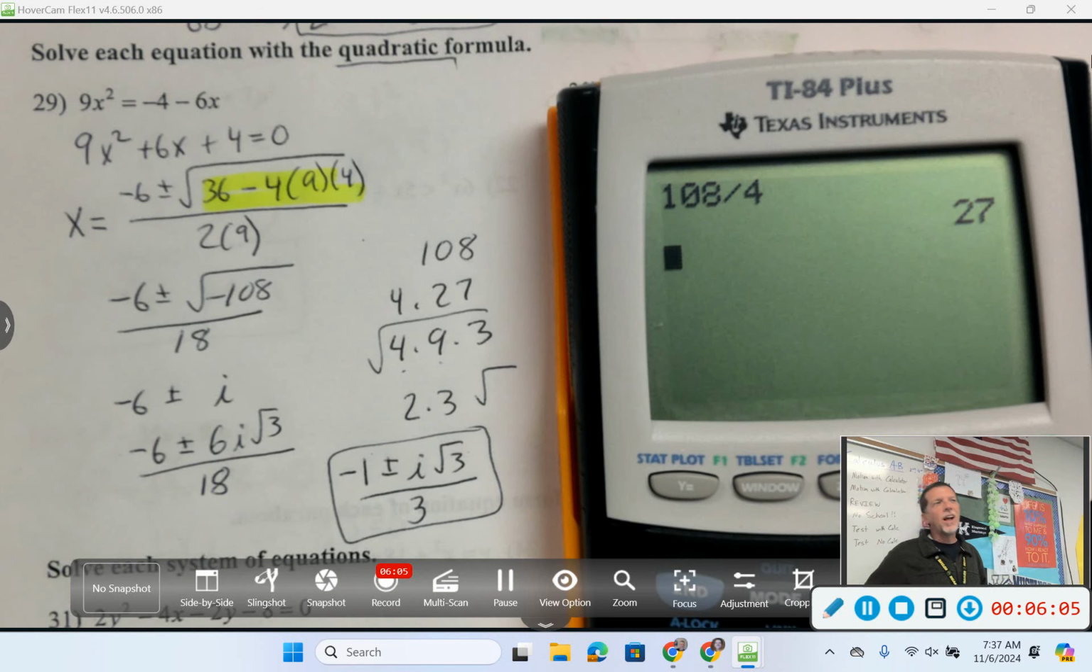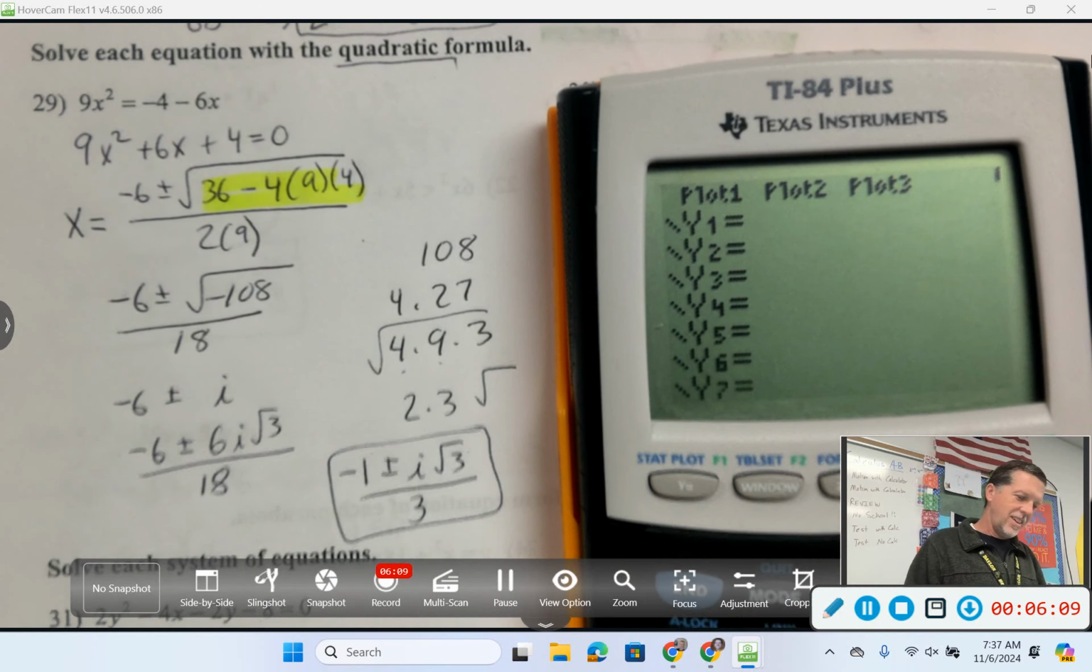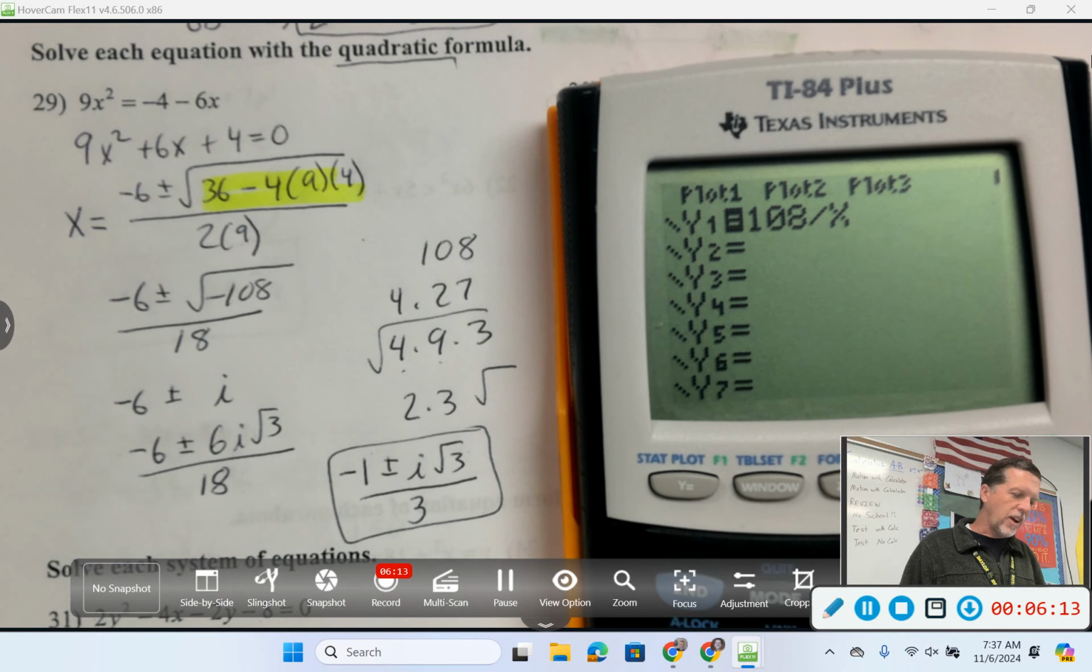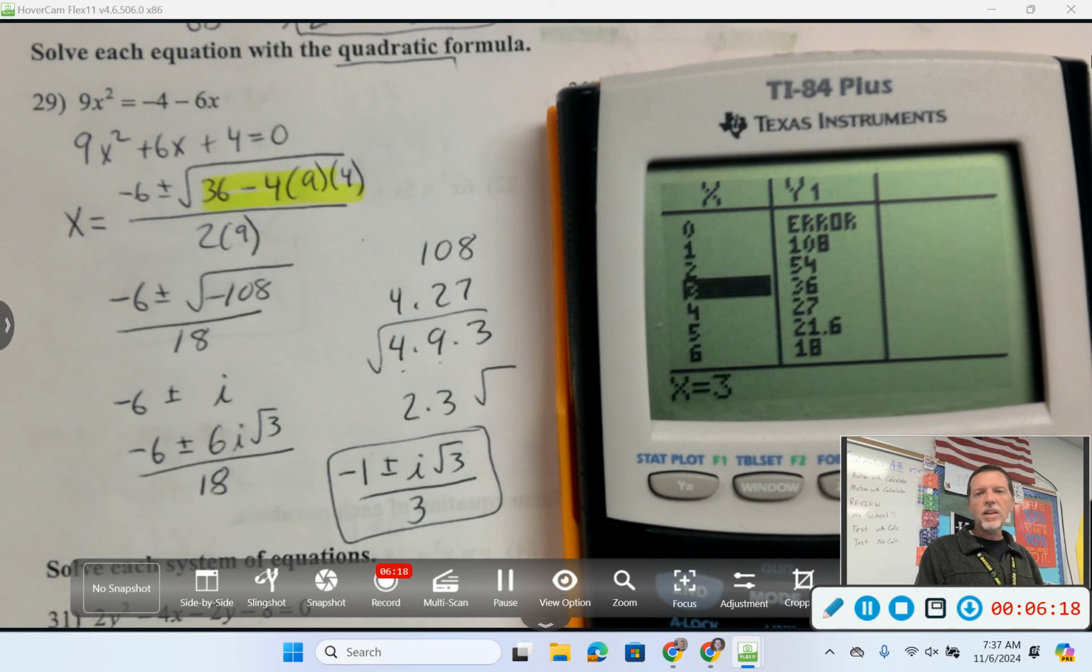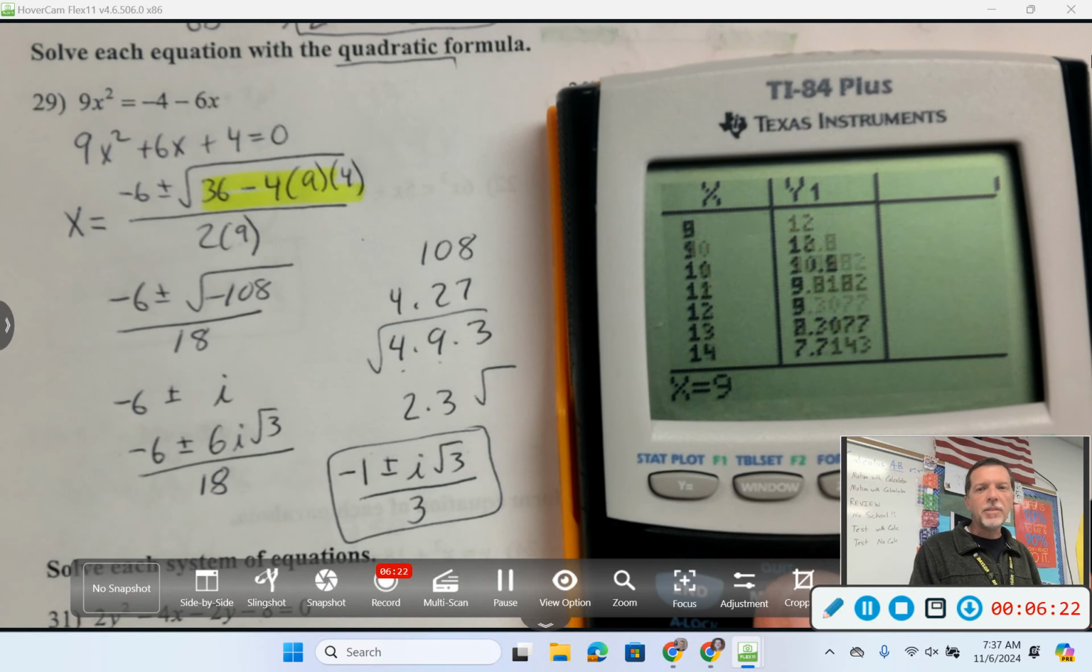What's that? Are you looking for the calculator way to find the factors? If you go to graph and you do like 108 divided by x, yep, that's kind of the cheat code for finding factors. And Control T has the table. And you go to table and you can find the factors. Yep. And again, with the calculator, that's fine.